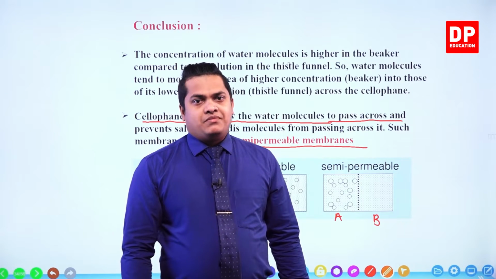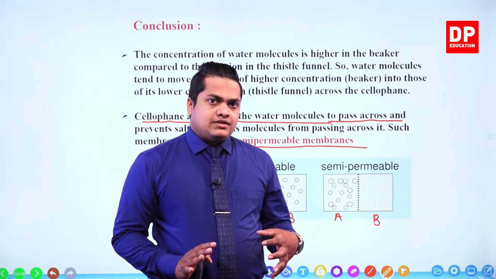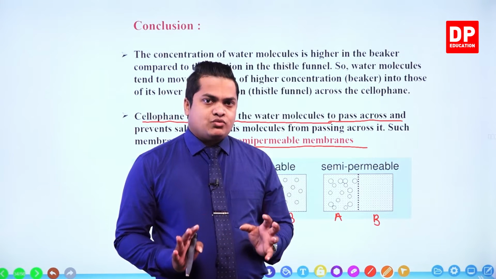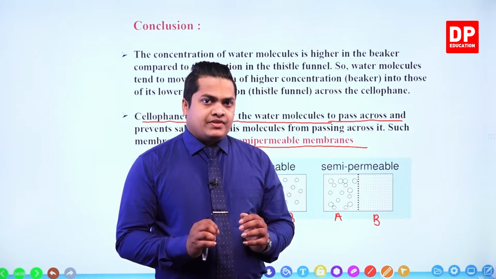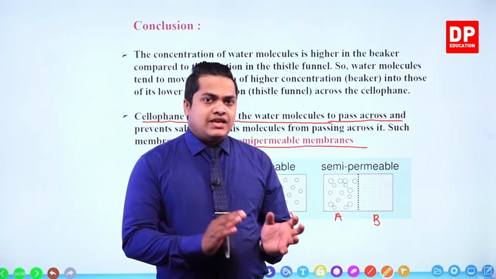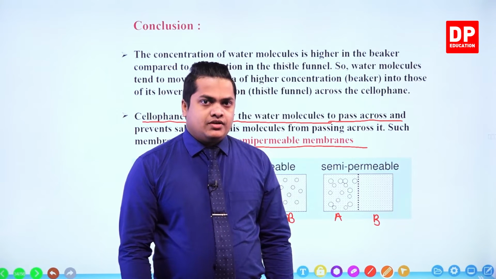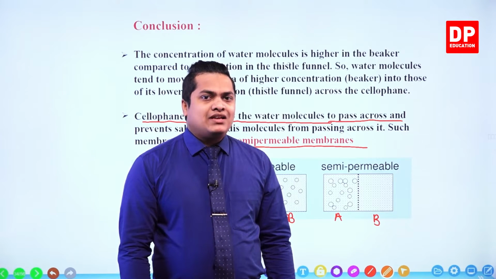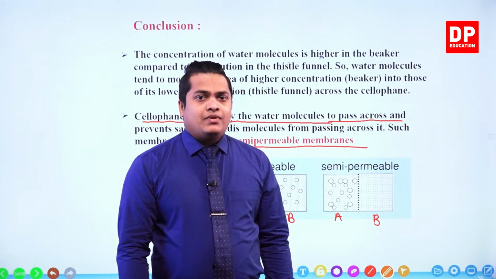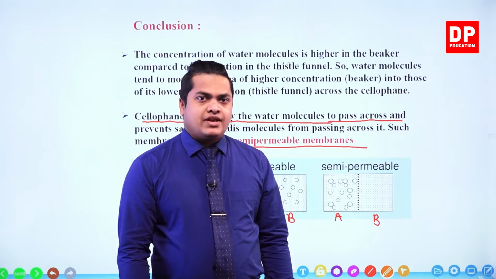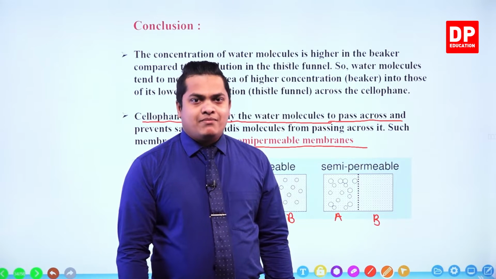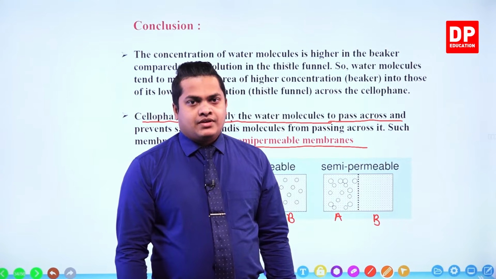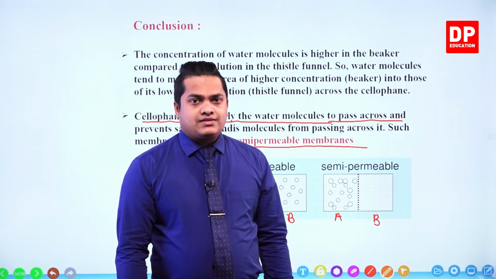Impermeable means particles cannot travel from one place to another through that layer or membrane. That membrane would never allow the entry and exit of particles through it. Not even a single particle can travel through it. Such layers or membranes are referred to as impermeable layers or impermeable membranes. No particle can enter, no particle can exit.